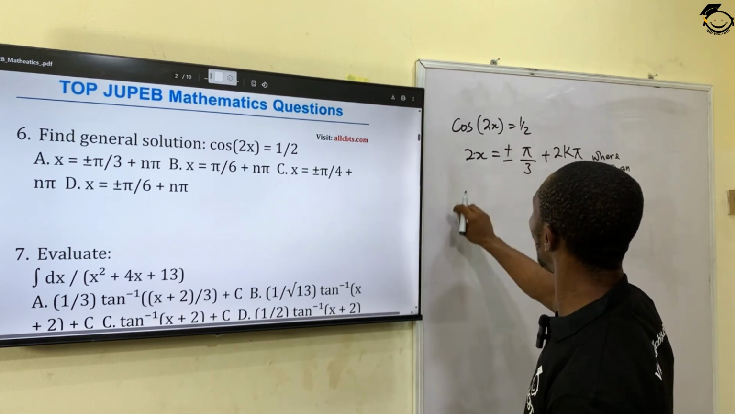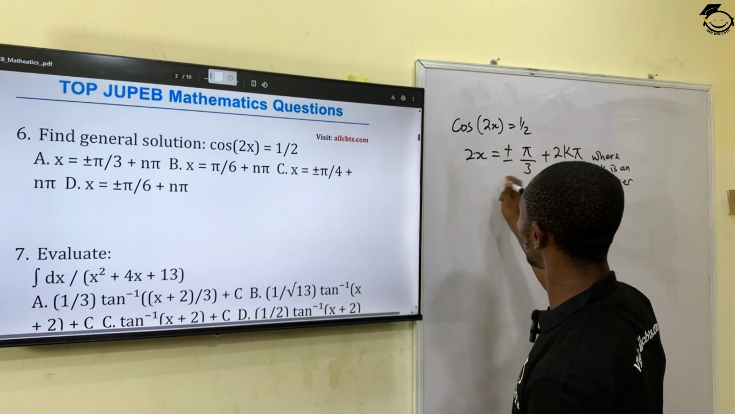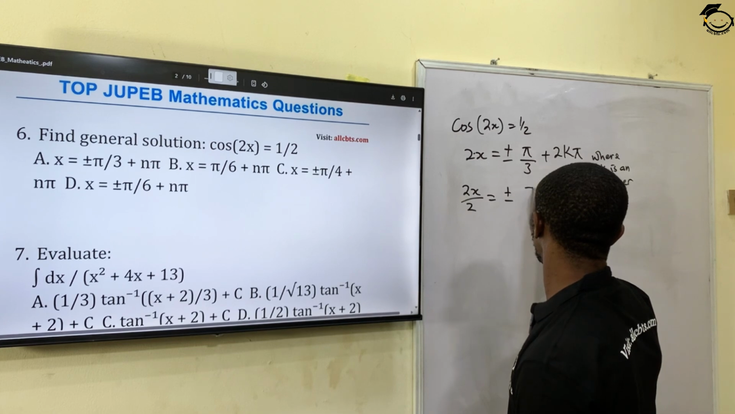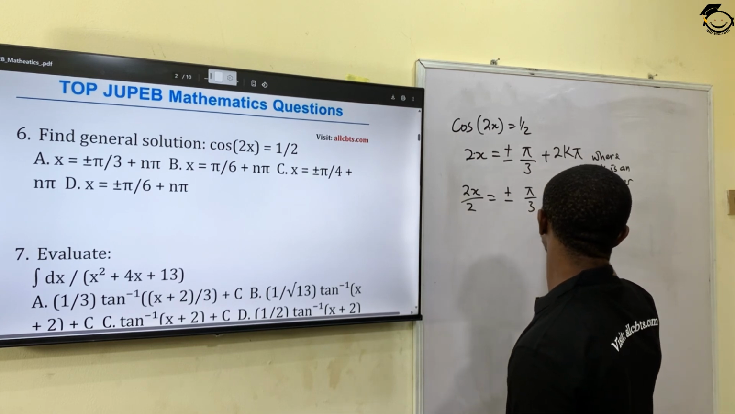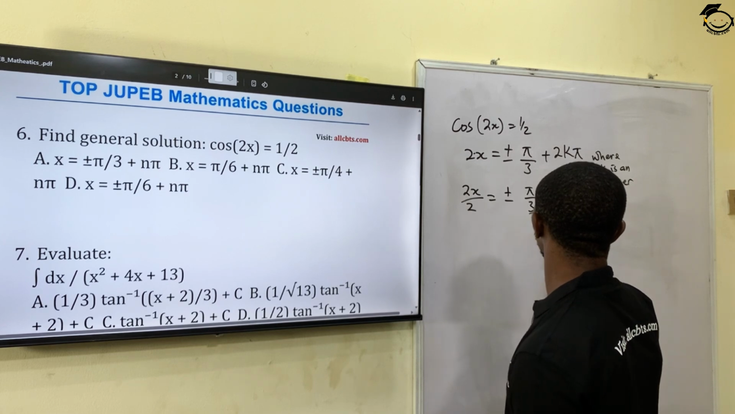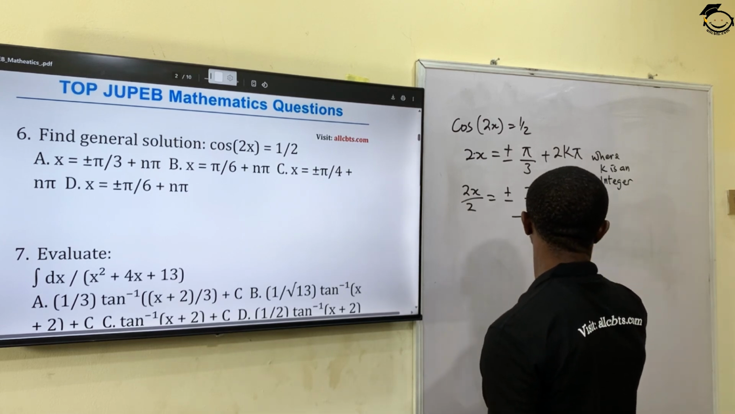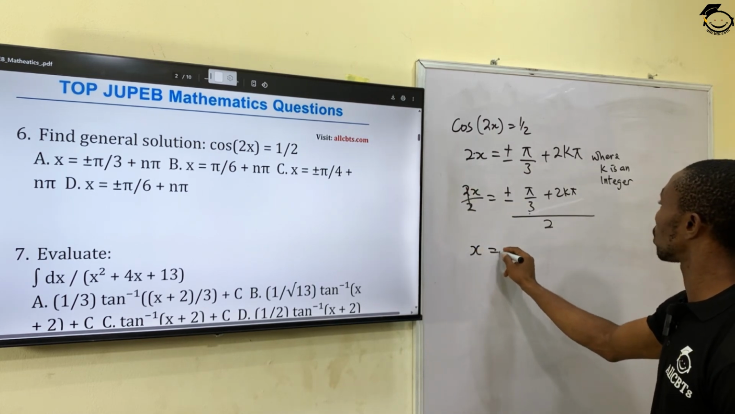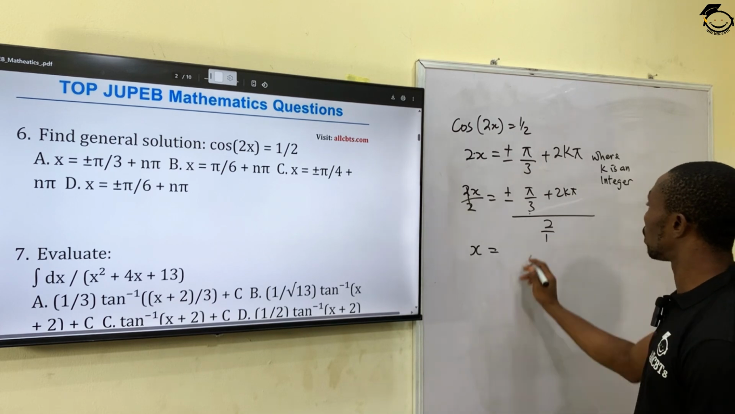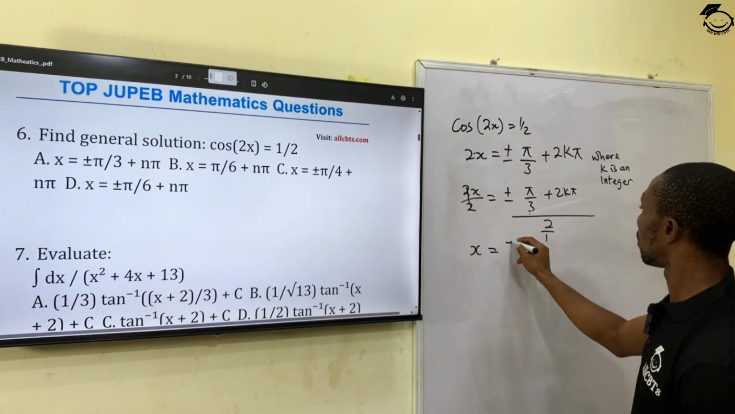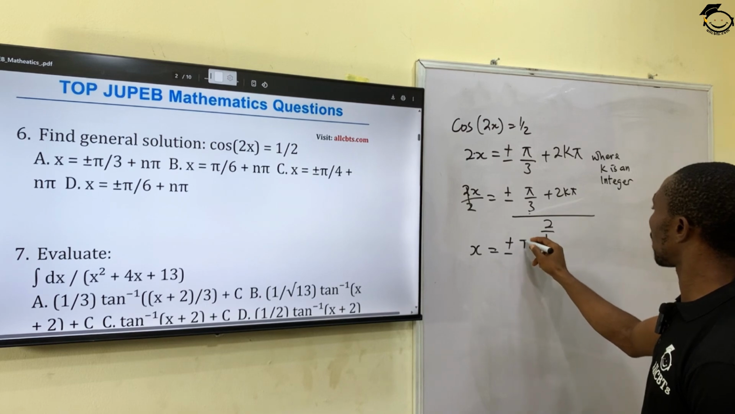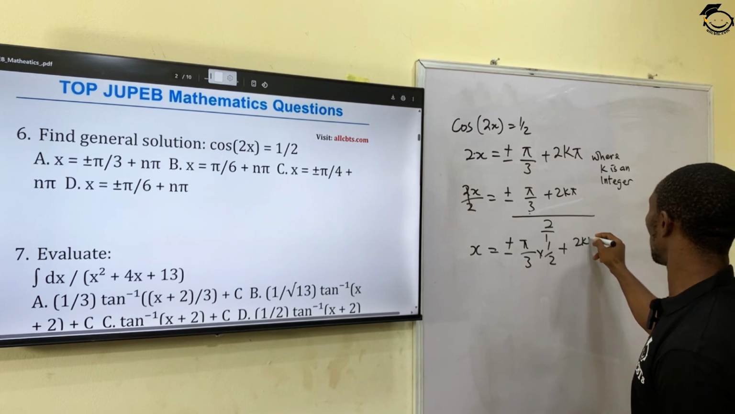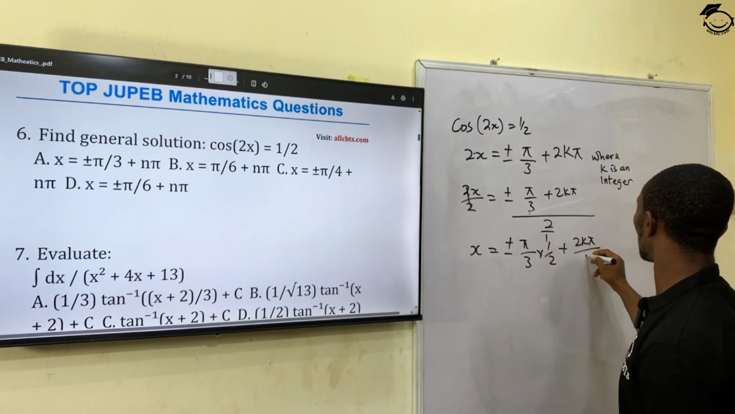Okay, now for x to be alone, we have to divide both sides by 2. So this becomes 2x over 2 equals plus minus pi over 3 plus 2k pi over 2. Okay, so this cancels out, leaving us with x equals, since this is 2 over 1, inverse of it, we have plus minus pi over 3 times 1 over 2 plus 2k pi over 2.